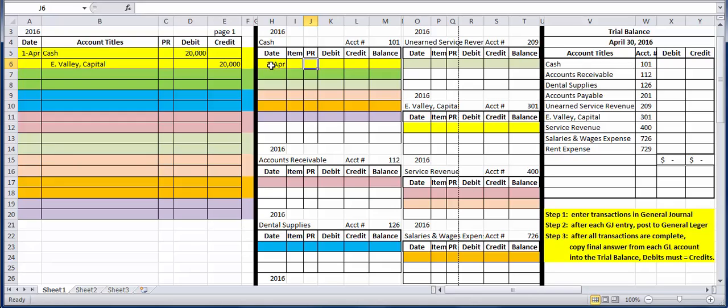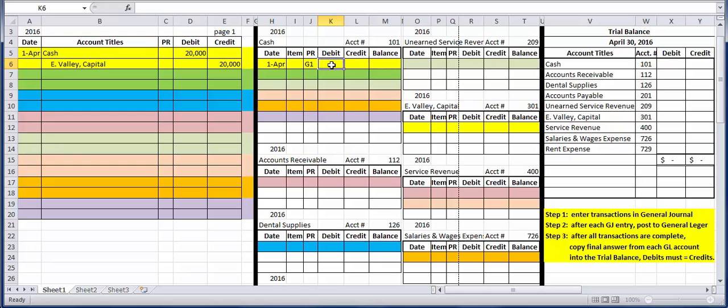The PR column stands for posting reference, but for our purposes, think of it as page reference: the page of the general journal we just copied from. This is the general journal here to the left, and it's page 1. So put in G for general journal, 1 for page 1. We're posting from the general journal, and everything we do is on page 1, so all of our PRs will be G1. If we were posting from page 12, these would say G12.